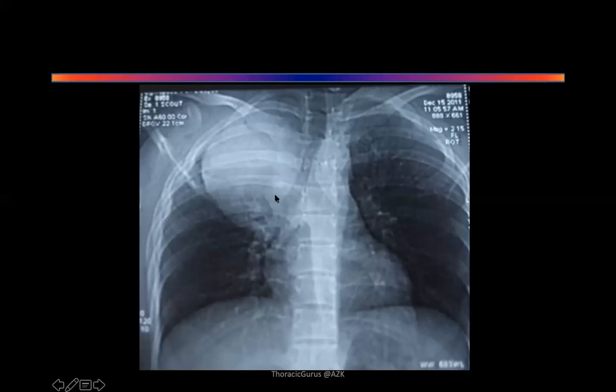There is a hyperlucent, well-defined shard in the right upper chest. What else? And the trachea is situated on the same side. Ah, the trachea is pulled to this side. What else? Is it invading the chest wall or no? No, sir. No, it's nicely lobulated. Good. I like that.